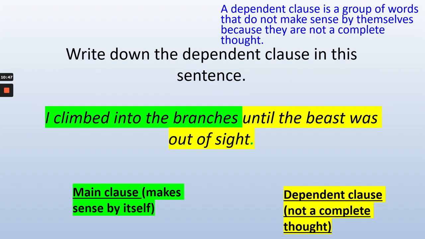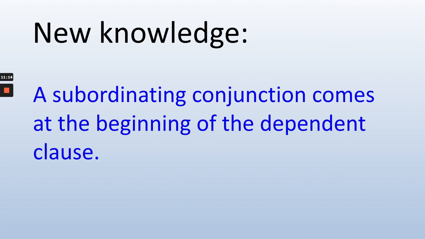Fantastic. Until the beast was out of sight is the dependent clause that doesn't make sense by itself. I climbed into the branches. That is one complete idea by itself. It makes sense by itself, so that's the main clause. You shouldn't have written down the green bit, just the yellow bit. That's the dependent clause. Press pause if you need to fix up your answer or give yourself a tick.